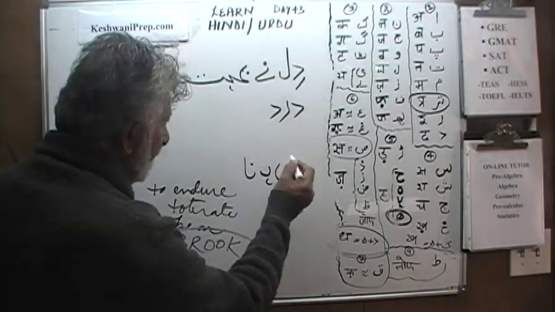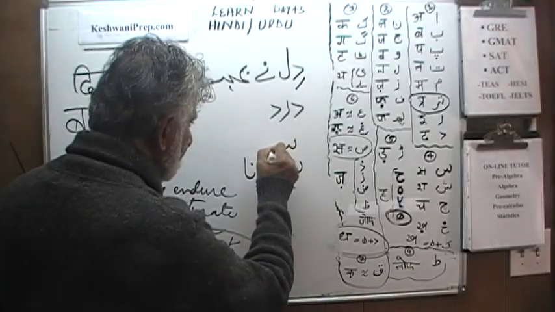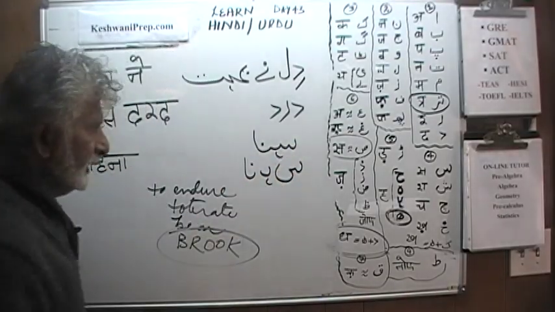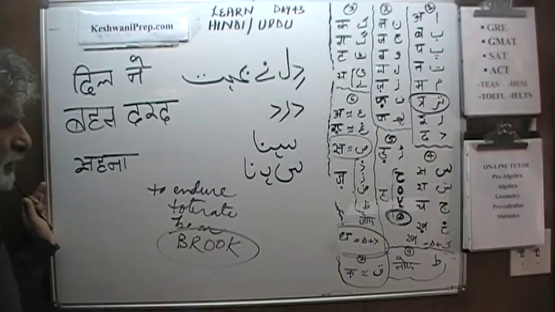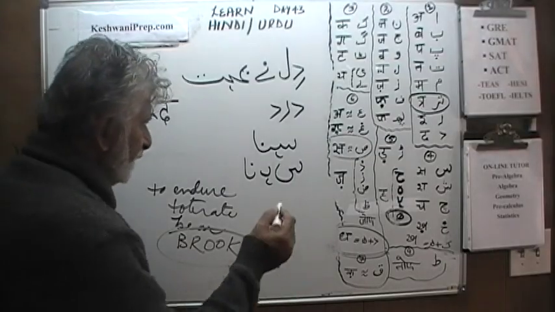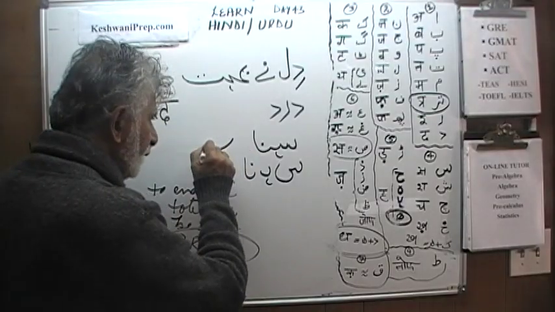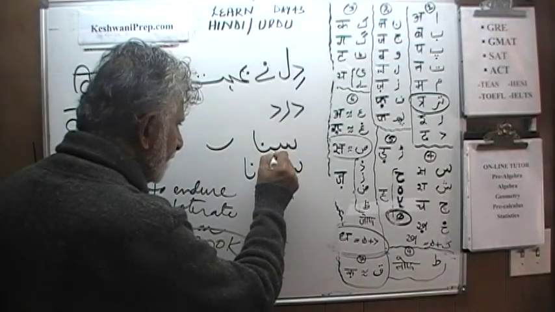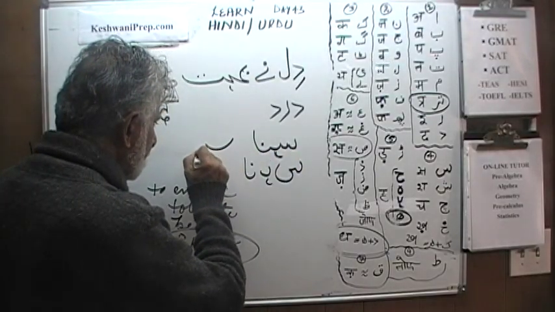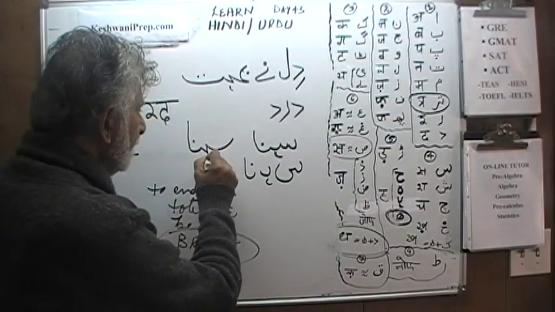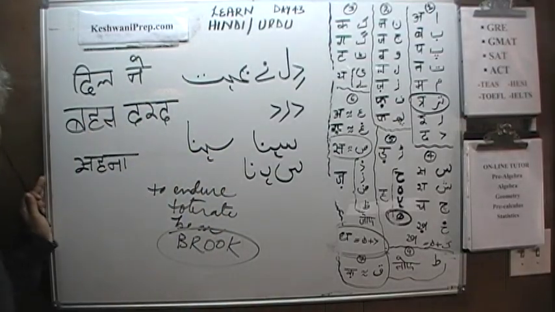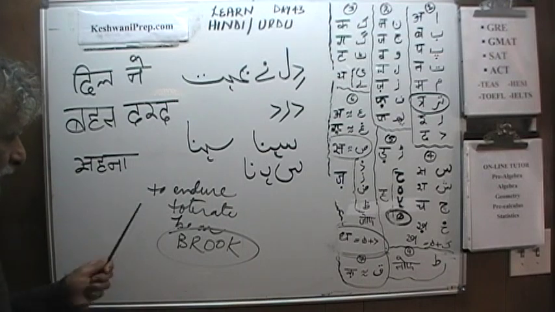Let's put it together. Sahena. So here we have a seen. It's going to look like this. Then we have a ha, and that's a na. When it's written in this form, that's the childish way. In a grown-up way, two things are going to happen. First of all, instead of making two loops, a lot of the time people just make one loop, and instead of ha looking like this, you go like this. They come down like this. Sahena means to endure, to tolerate, to brook.